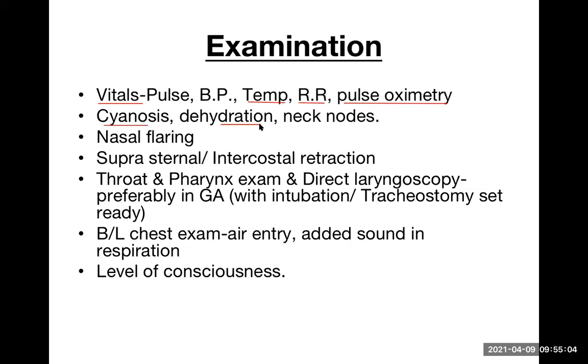Cyanosis, dehydration, and neck nodes are examined. These are parts of general physical examination. Cyanosis shows severe hypoxemia. Dehydration means the child is unable to drink and there is a lot of evaporation of fluid. Neck nodes will give you some suggestion of infection again. Presence of nasal flaring, presence of suprasternal and intercostal retraction, and usage of sternocleidomastoid and trapezius show the child is breathing with difficulty. These are signs of respiratory distress. So we examine this all the time in case of respiratory illness.